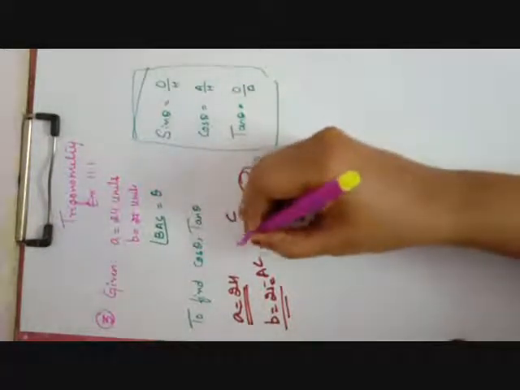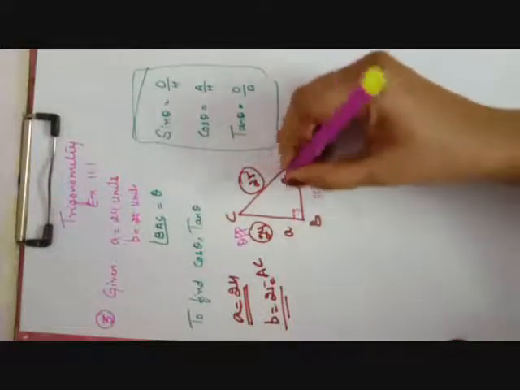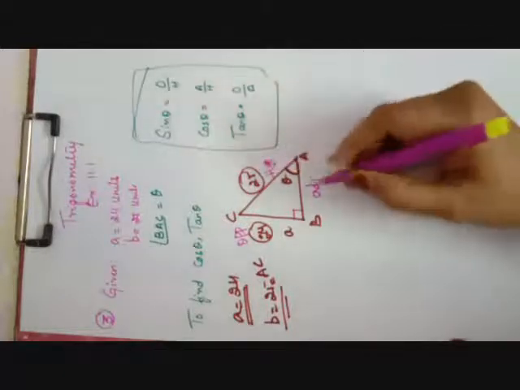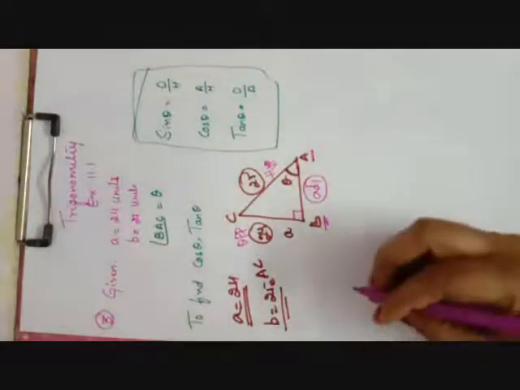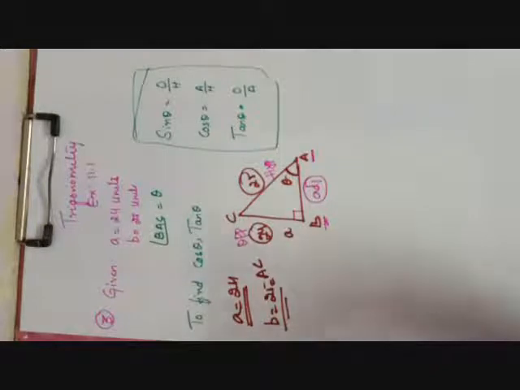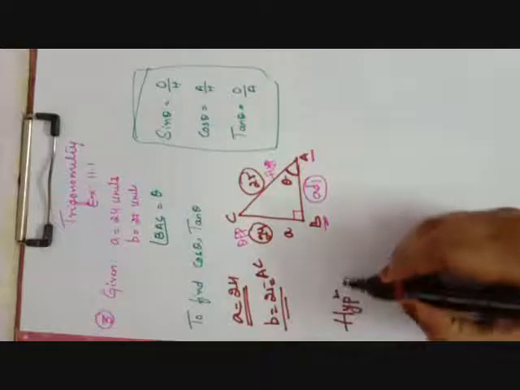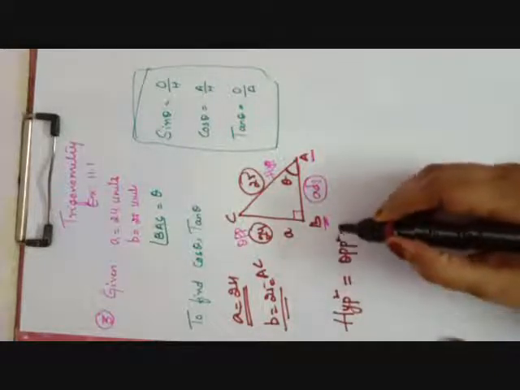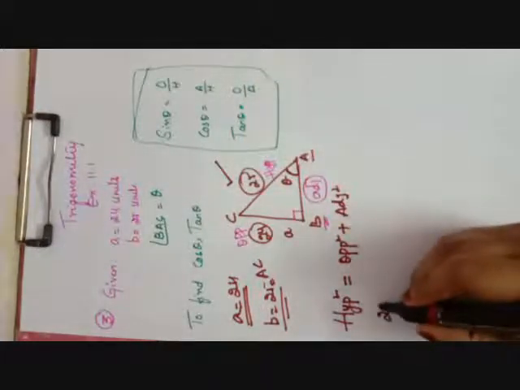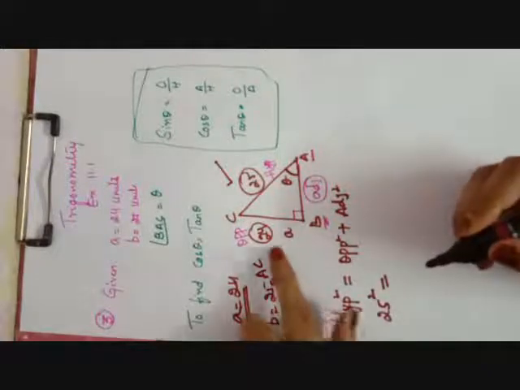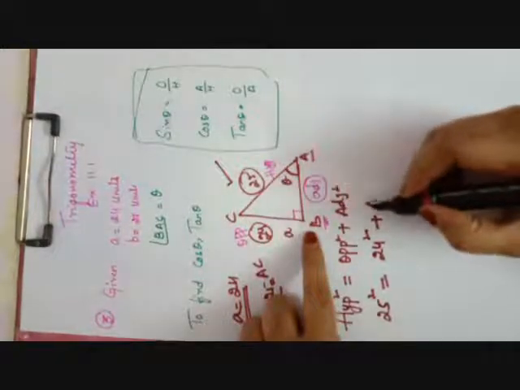The side opposite to theta we denote as opposite, the side adjacent to theta is adjacent, and the side opposite to the right angle is the hypotenuse. We have to find the adjacent side, that is AB. We can find AB by using the Pythagoras theorem. What is the Pythagoras theorem? Hypotenuse square is equal to opposite square plus adjacent square. The hypotenuse value is 25, so 25 square is equal to the opposite value, 24 square, plus the adjacent, AB square.